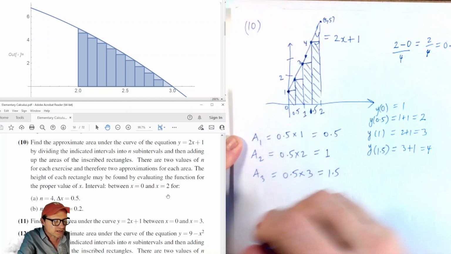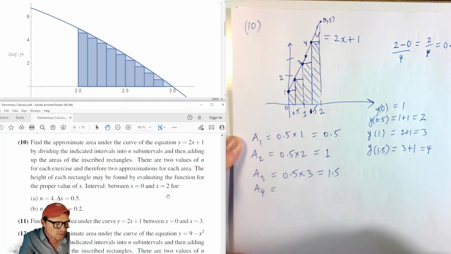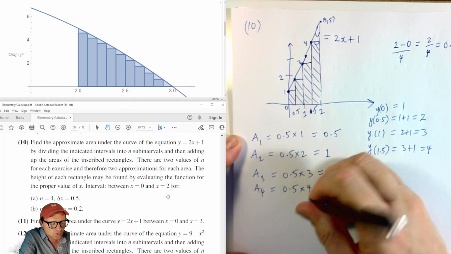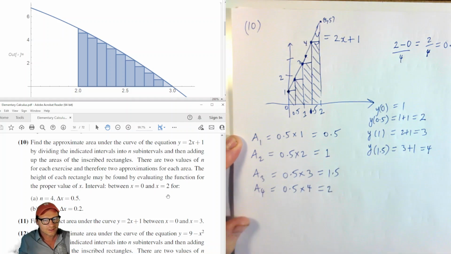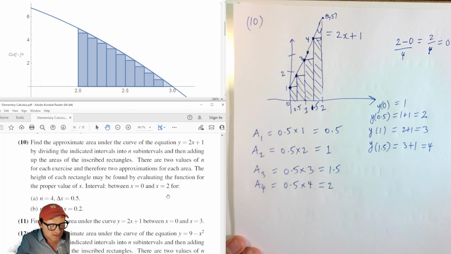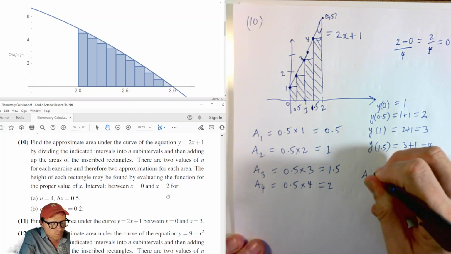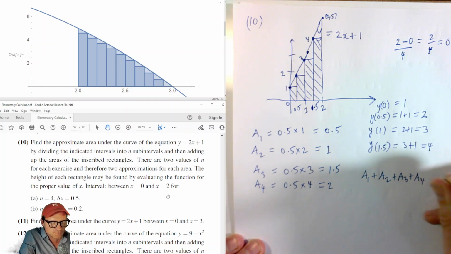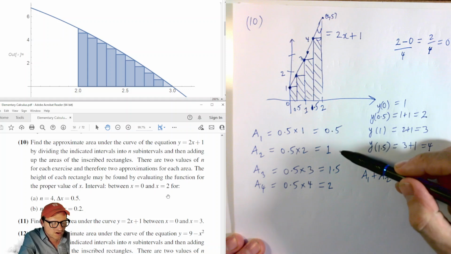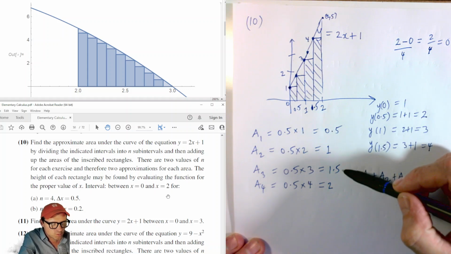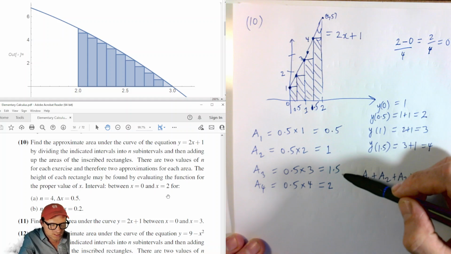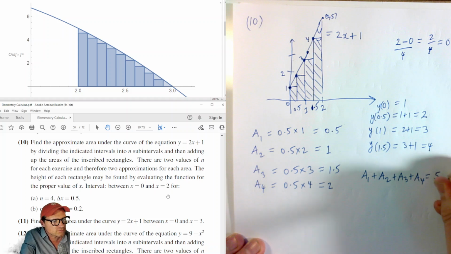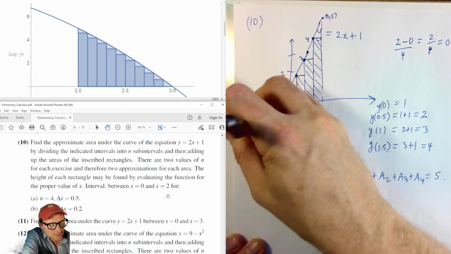And then the area of the fourth rectangle has width 0.5, and then we multiply by the height, which in this case is 4. So that's half of 4, which is 2. All right, now the sum of the areas of those rectangles, so A1 plus A2 plus A3 plus A4, this is 0.5 plus 1 plus another 1.5, so 1.5 plus 1.5 is 3, and then plus another 2, that gives us 5. All right, so we have completed part A there.